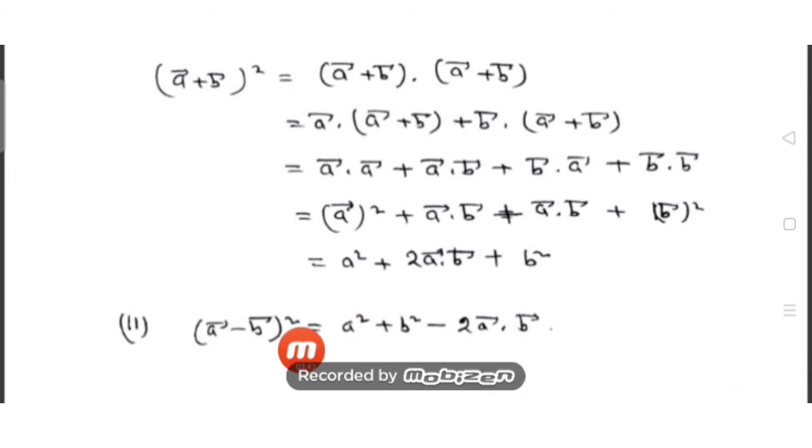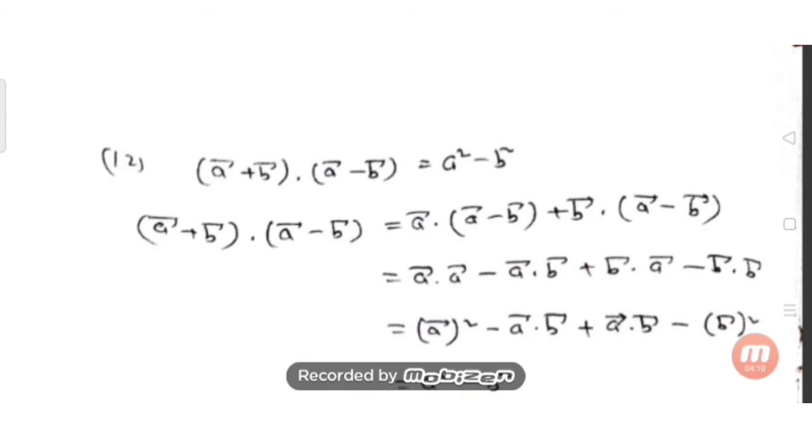(a bar minus b bar) whole square can be written as a square plus b square minus twice a bar dot b bar. You just replace the plus by minus sign, and use the same properties, but be careful about the sign. Where necessary, you can prove the result in the same way. So I have skipped the proof of this result. Do it yourself.